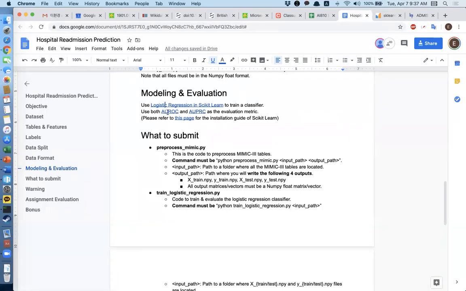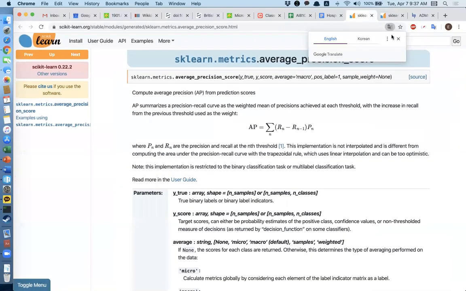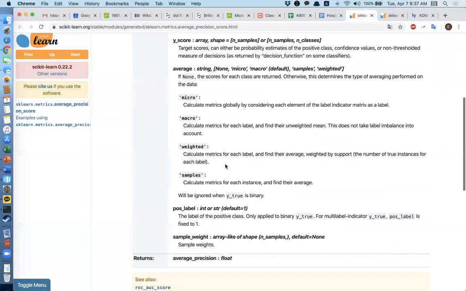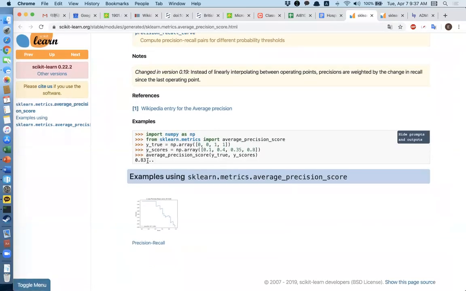Once you've trained your model with the training data, evaluate it using the test data via AUROC and AUPRC. For example, for AUPRC, you can use this function, average precision score. This is not exactly the same as AUPRC, but it's semantically the same. You can use the Y_test here and your predicted value here. Plug them in, that's it. You don't need to meddle with all of these. Just plug them in, and this will return a score for you, just like this. That's it.